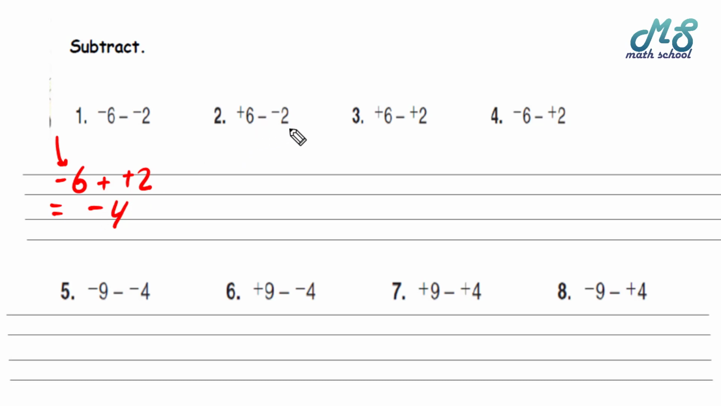Positive 6 minus negative 2. Write the first as it is, it will be positive 6. Plus the opposite of the second, it will be positive 2. Positive 6 plus positive 2, it will be positive 8.